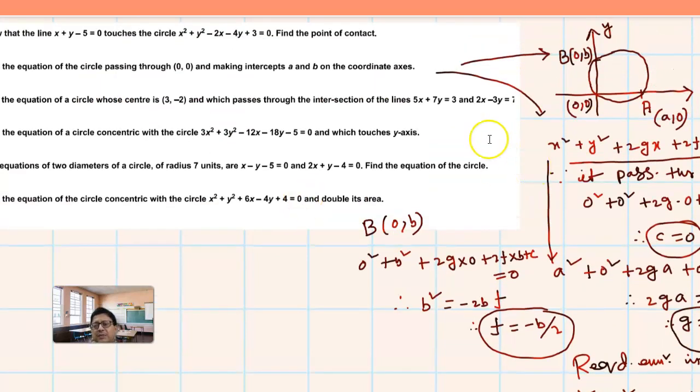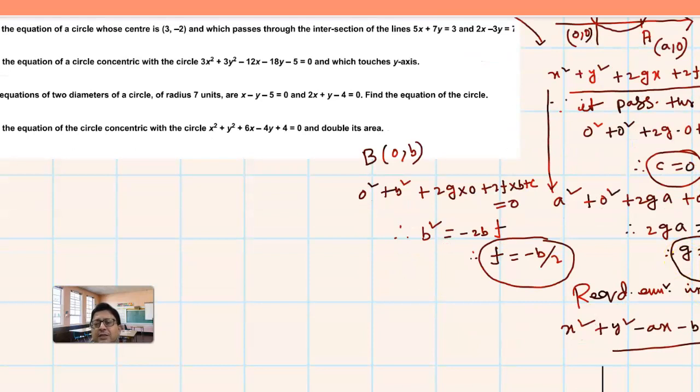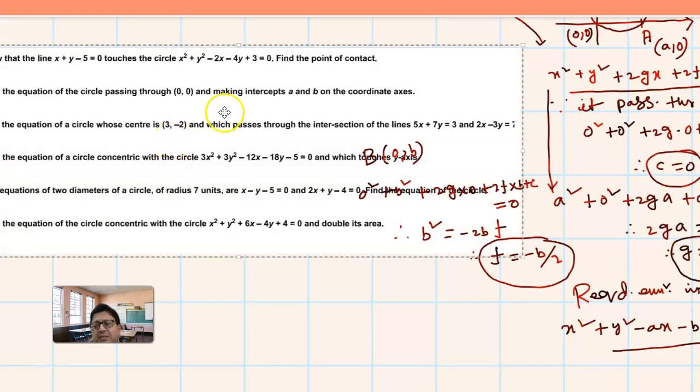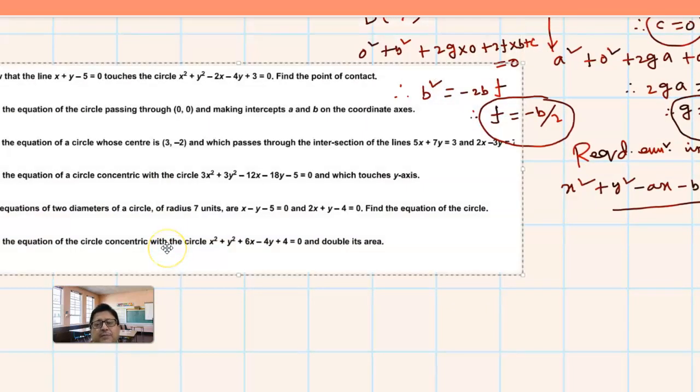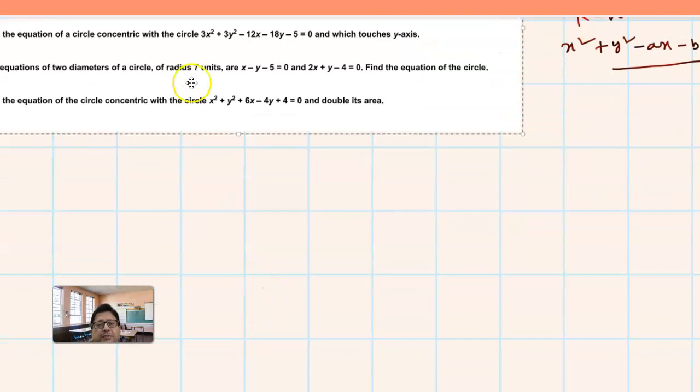So when a circle passes through 3 points given, we can get the equation by taking the equation in this form. Through any 3 points given, you can draw only one circle. So here we got a unique circle which is given by x square plus y square minus ax minus by equal to 0.